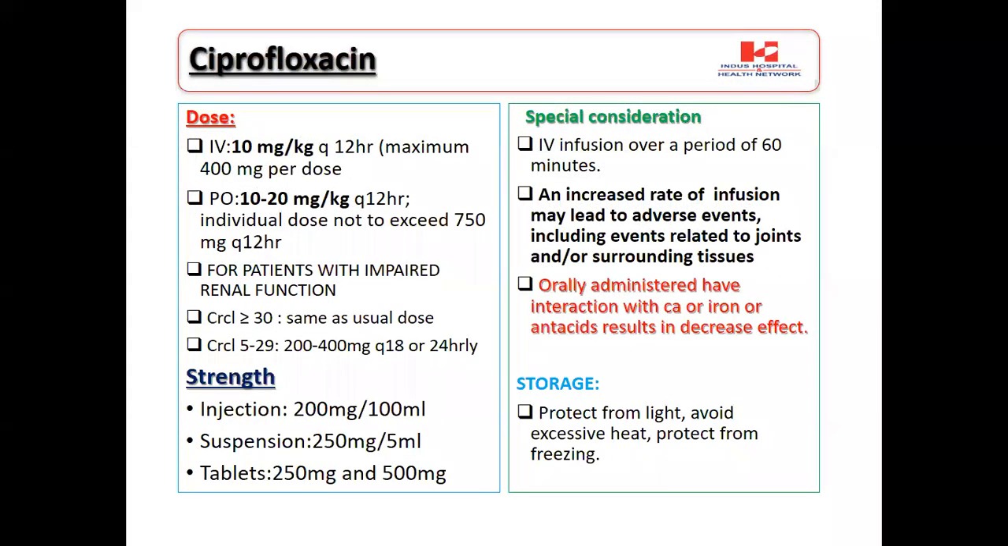Example from this class, like ciprofloxacin. With these doses, we are giving 10 milligram per kg, and in per oral cases, in peds we are giving 10 to 20 milligram. And in adults, we are giving directly 500 milligram.